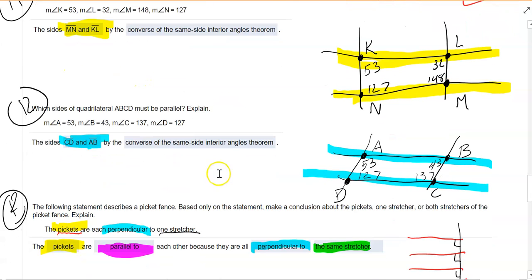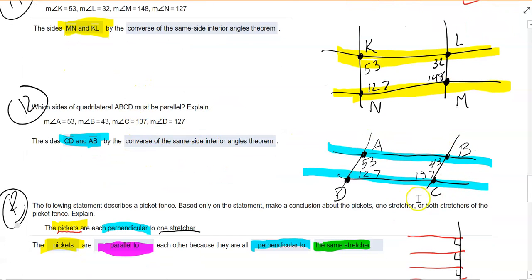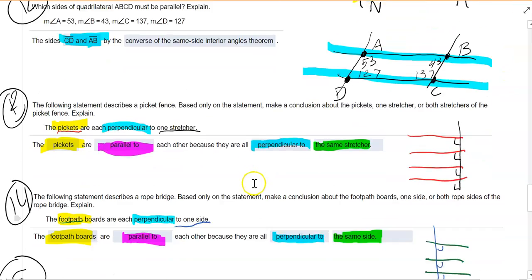Same thing for number 12. I draw them out, A, B, C, D. I see that the relationship is vertical, so these horizontal lines are the ones that need to be parallel.